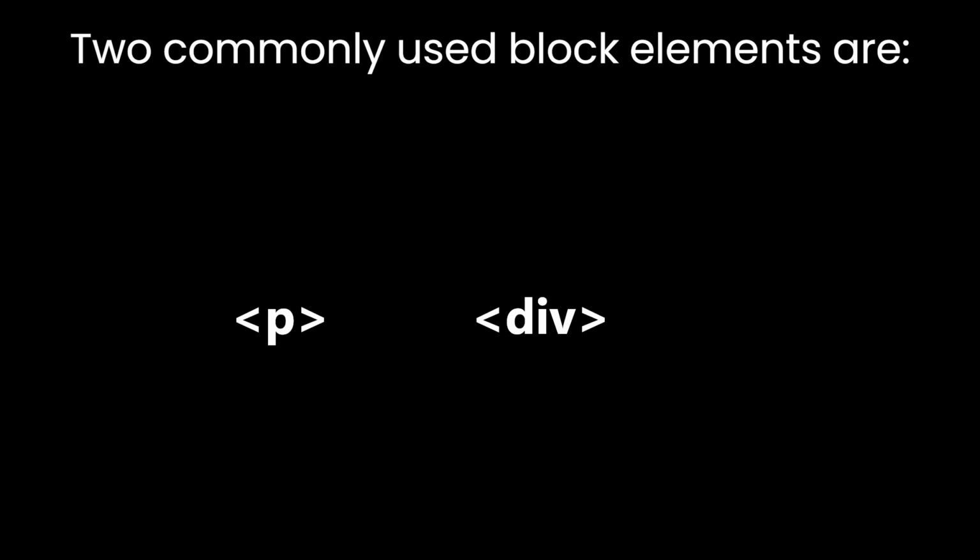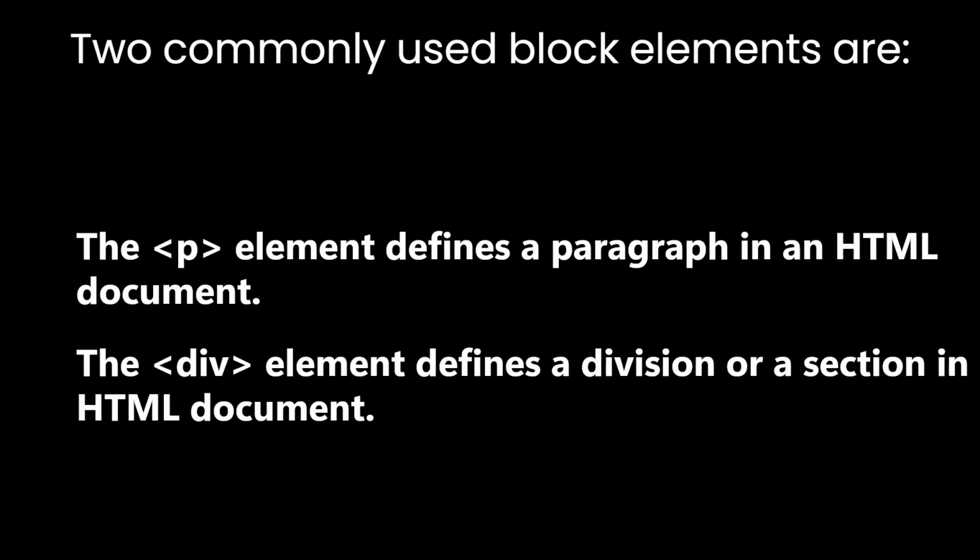So we'll be looking at the two commonly used block elements, the P tag and the div tag. The P tag element defines a paragraph in an HTML document, and the div element defines a division or a section in HTML documents. So these two elements are known as the block level elements.